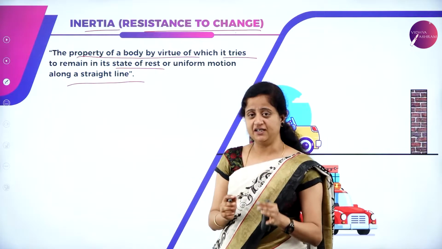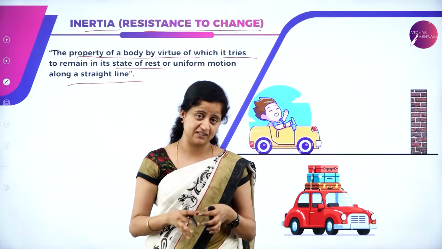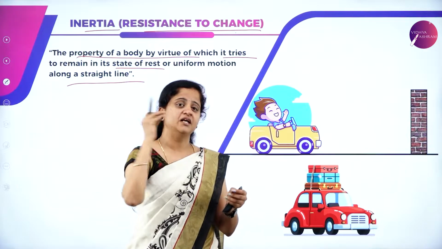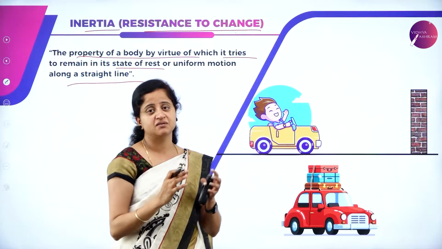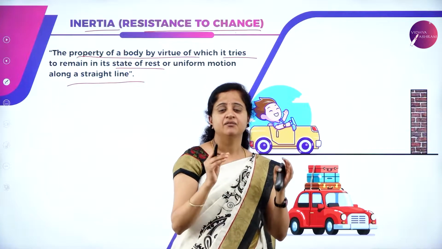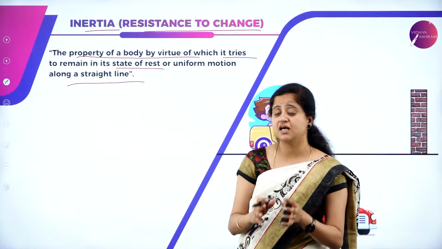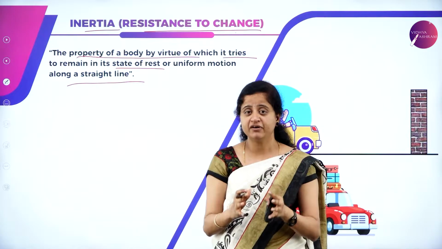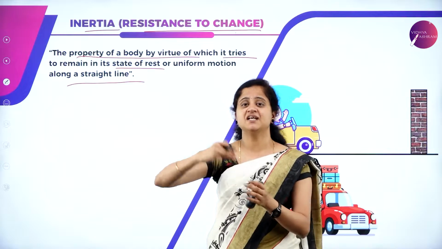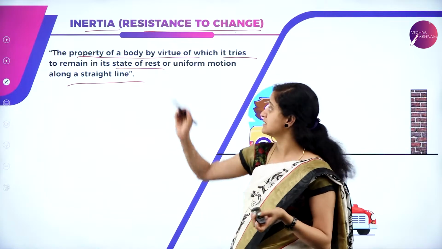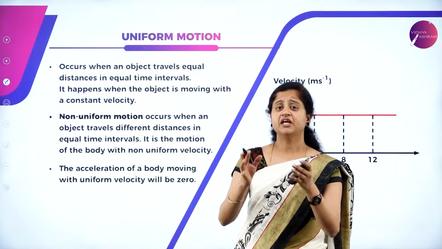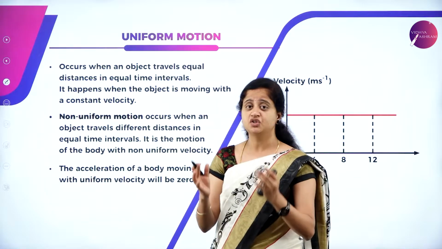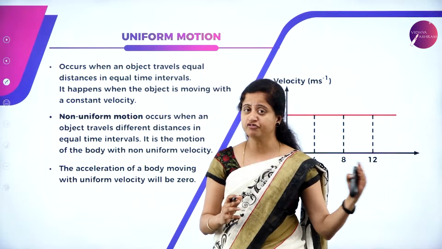So here the body will always try to remain in its own state, that is, in its state of rest, or if the body is in motion, it will try to remain in motion along a straight line. We call it inertia. It's basically a property of a body. The body will never try by itself to change its state, and this resistance is called inertia. So now we know what inertia is. Let us now understand a few important terms to understand the laws of motion.